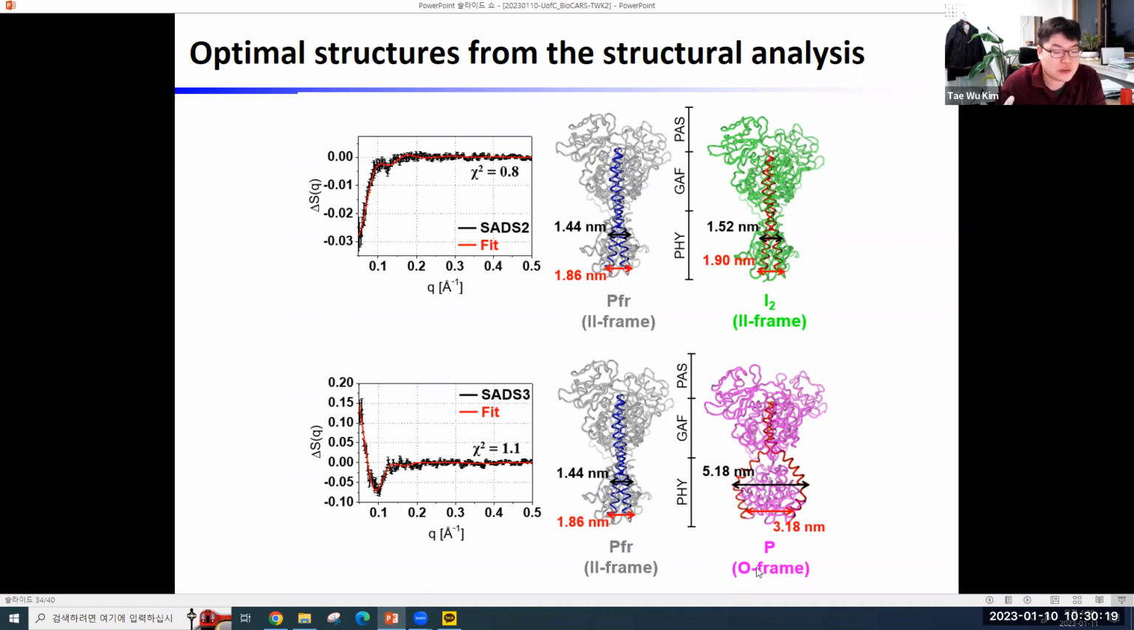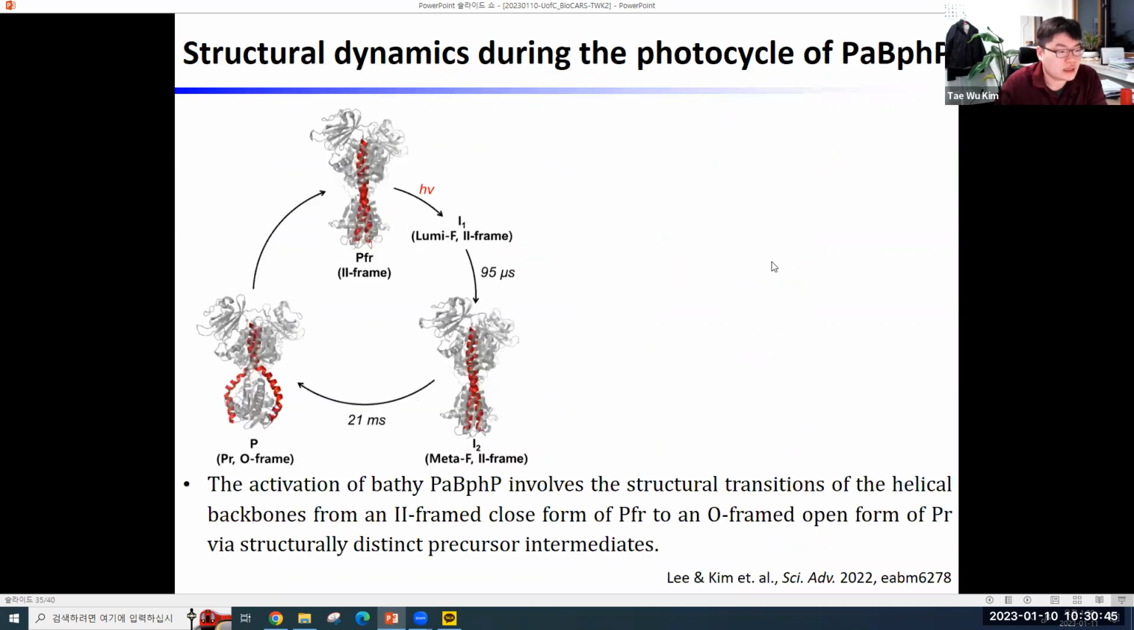So let's imagine the photocycle of this bacterial phytochrome. Initially, the PFR state with a highly parallel aligned helical backbone can be bent during the formation of the P state. In this way, we could find the optimal structure in phytochrome. Based on our observation, we could make a photocycle for the bacterial phytochrome.